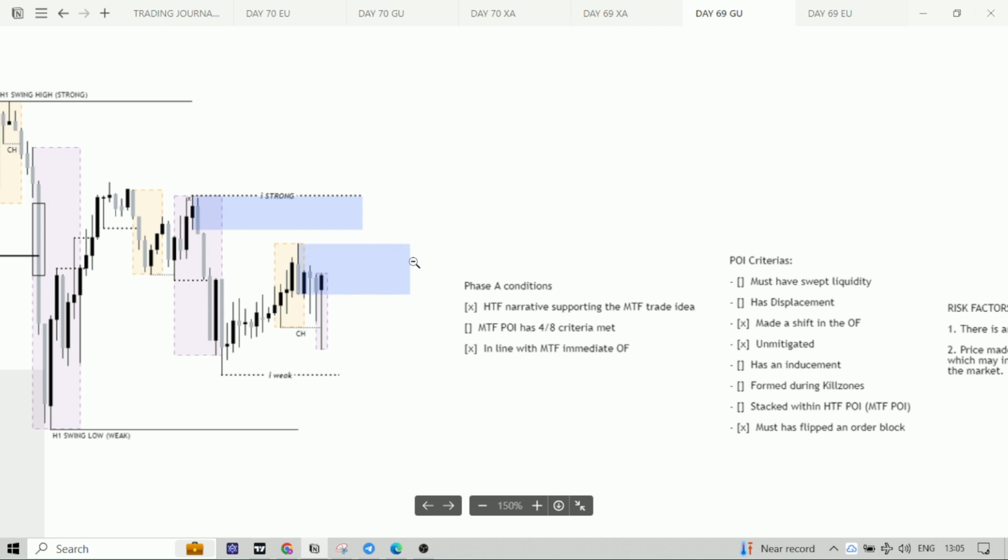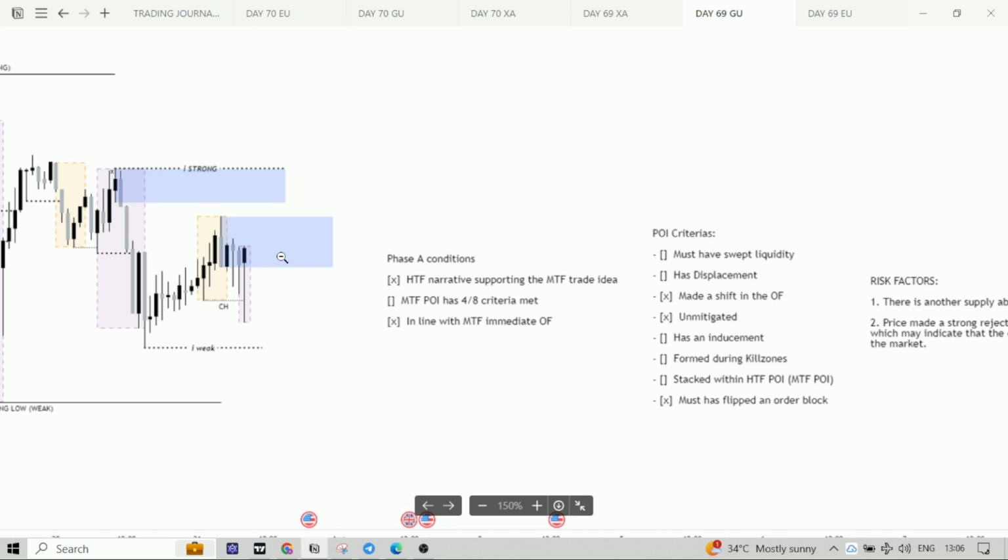This is not a POI, this is just a block which made a shift in order flow, and it is in line with the medium time frame order flow. So sometimes it may play out, sometimes it may not, because since it's medium probability, it has only a 50% strike rate. It's just 50-50. My high probability trades have almost an 80% strike rate, but this medium probability one has just a 50% strike rate, so it may or may not play out. These are the POI criteria which just got met. You can assume that it just swept liquidity, so it does not have any displacement.